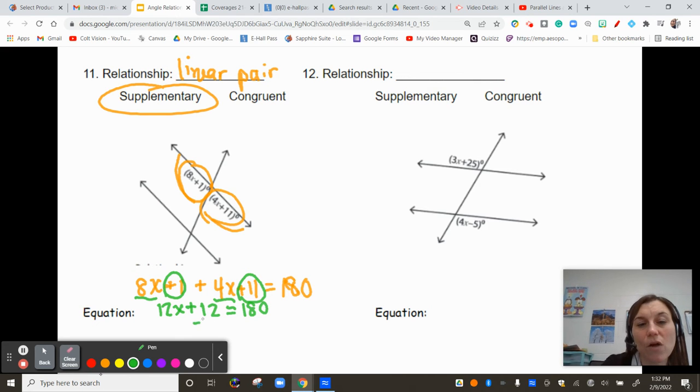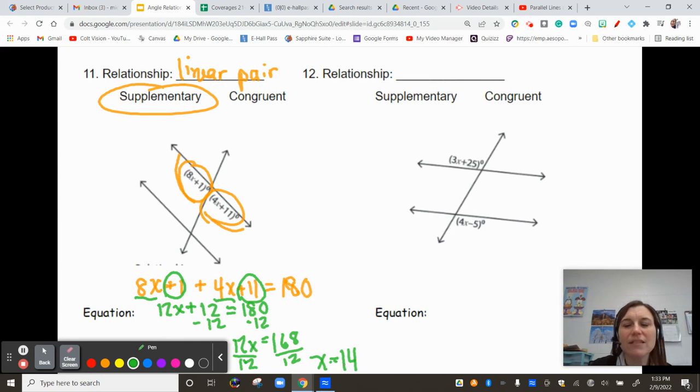Solving this is simple. It's a simple two-step process. Subtract the constant. I'm doing this in my head, so I hope I'm right. Subtract the constant, divide by the coefficient. So divide by 12. That should be 14. I'm pretty sure. I'm just thinking about it as I'm writing it. So x equals 14. Well, let me see if I did it right.